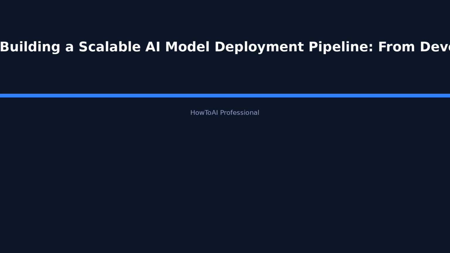Step 3: Implementing continuous integration and continuous deployment, CI/CD. With a trained model in hand, it's time to focus on implementing continuous integration and continuous deployment, or CI/CD. CI/CD is a crucial methodology in software development, and it's equally important in the field of AI. This step involves automating the process of integrating new code changes into a shared repository and deploying them to production environments.